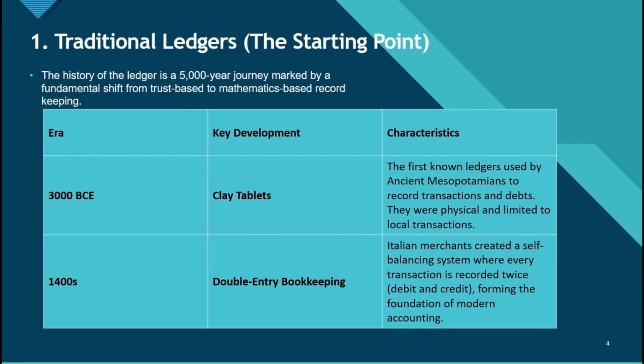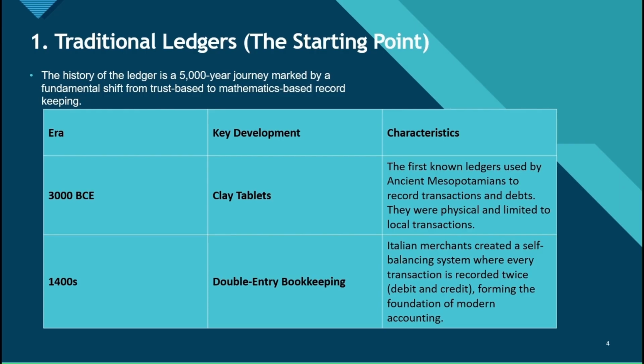The Mesopotamians, needing to track agricultural surplus, trade, and debts, used clay tablets as their physical books. Significance. While rudimentary and localized, these tablets established the fundamental need to track transactions and obligations, debts, laying the groundwork for all future accounting systems.